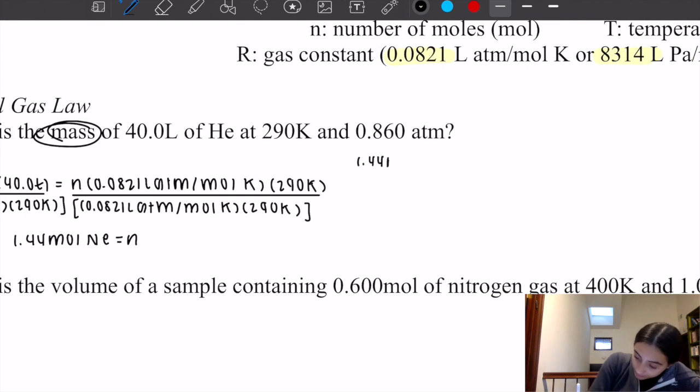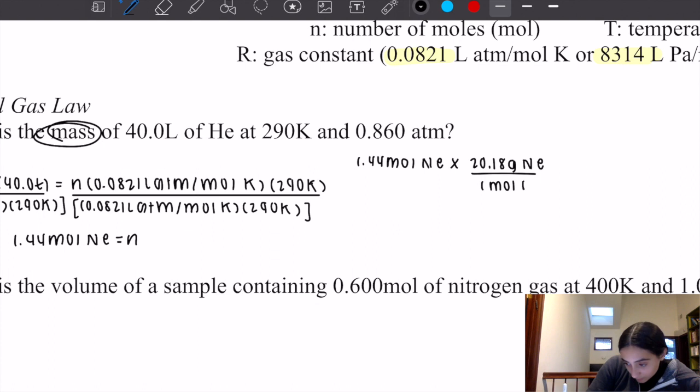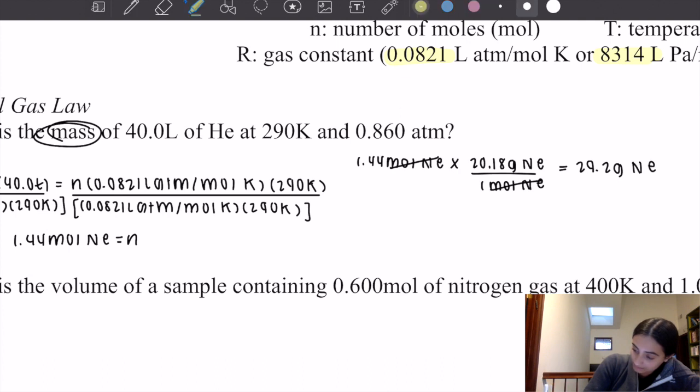Now we want to convert to mass. So we have 1.44 moles of neon, and this is just like any other conversion with moles and mass we've done in past units. I'm just going to multiply by molar mass. So I have 20.18 grams neon over 1 mole of neon, because that's the molar mass on the top. Moles of neon cancel out. And then I get my final mass as 29.2 grams of neon.